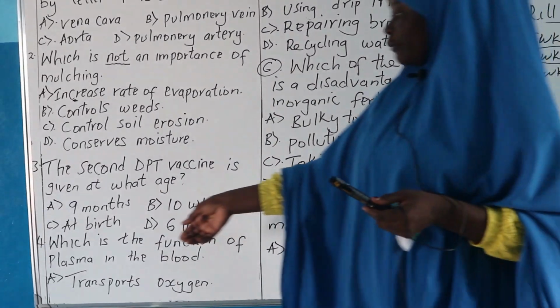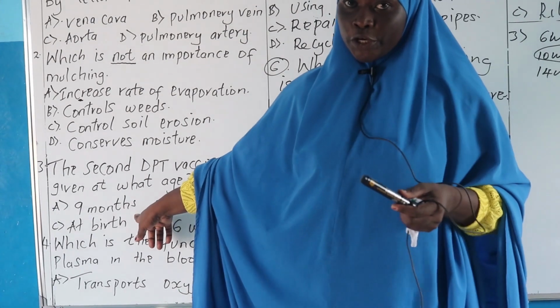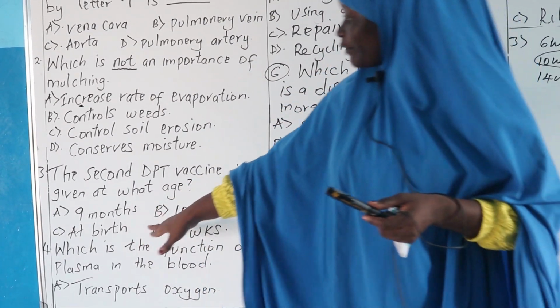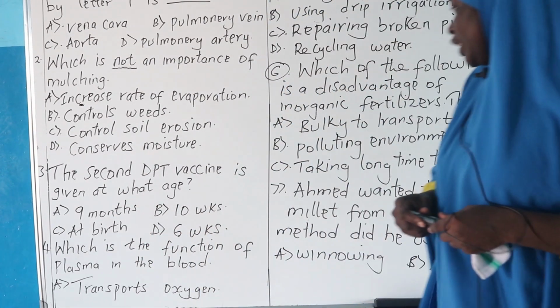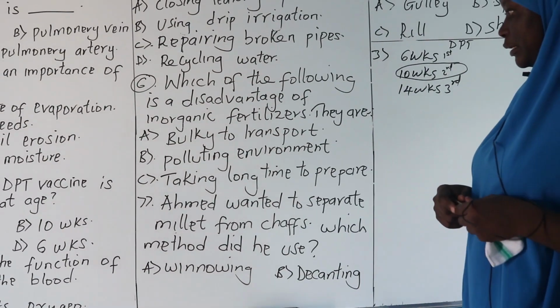At birth, we also have 2. We have BCG for tuberculosis, and we have anti-polio for polio. Then at 6 weeks, we have here the first DPT.